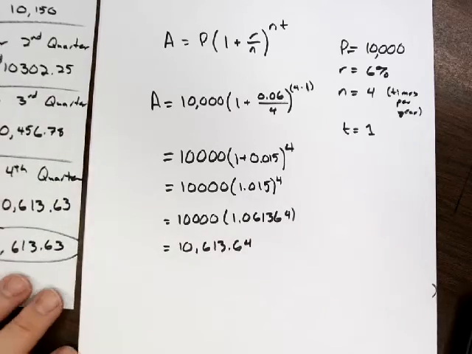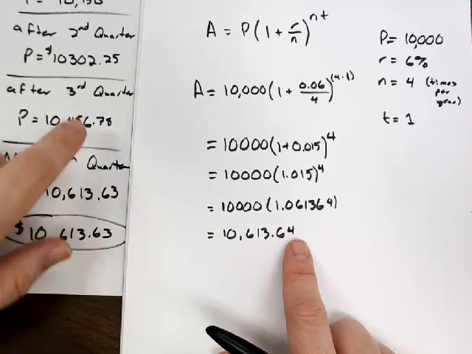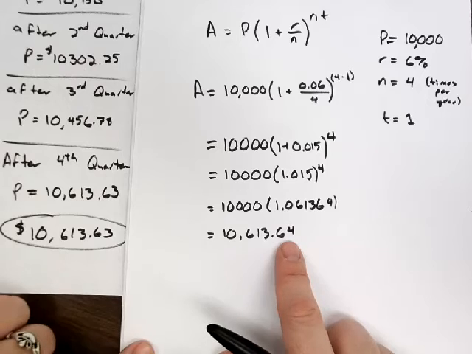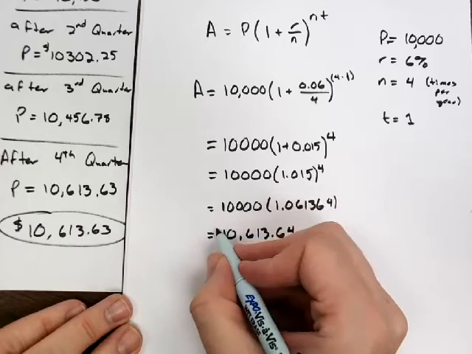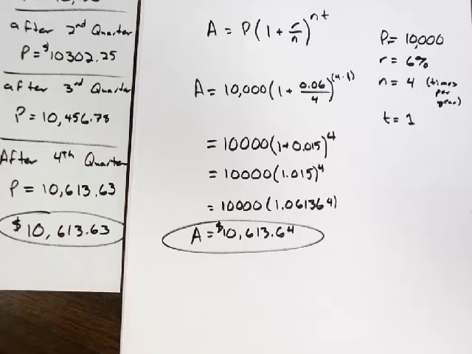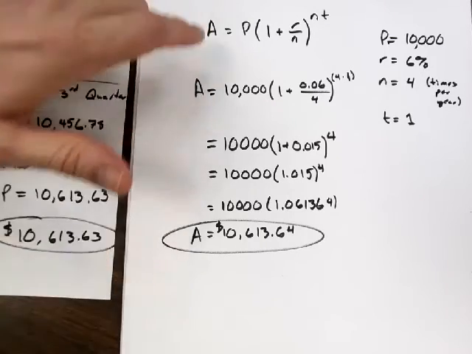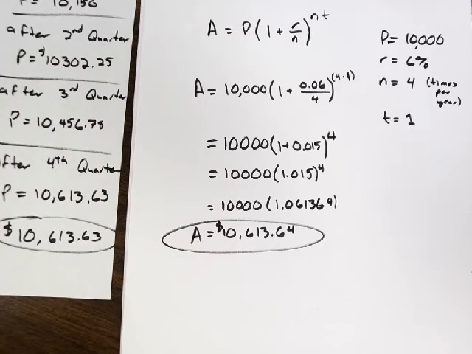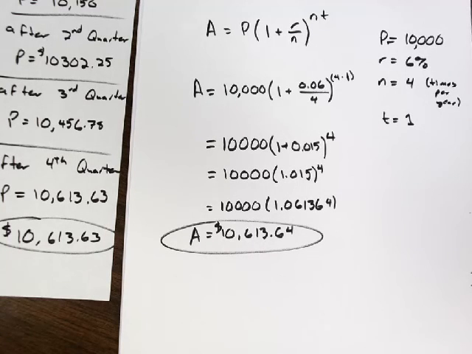I'm off in the pennies place, and honestly, if I hadn't rounded here, this would have been a 64, because it would have been just a little bit bigger. I ended up rounding. So this is another way of figuring out the amount of an account using a compound interest formula. Okay, I hope this made sense, and if you have any questions, shoot me a message.